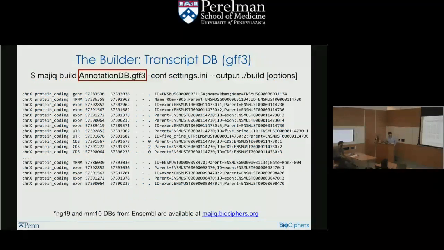So the first thing I want to just mention is the annotation database. It's a GFF3. On the website, we've got GFF3s that we've used for human HG19 and mouse MM10 genome builds.